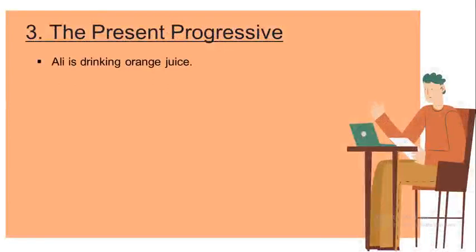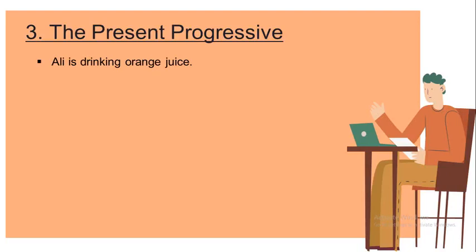Ali is drinking orange juice. The first thing we need to do is to make sure that the verb in the sentence is a transitive, meaning that it has a receiver. Ali is drinking orange juice. What is Ali drinking? He is drinking orange juice. Thus, the receiver of the action is orange juice and the verb is transitive.